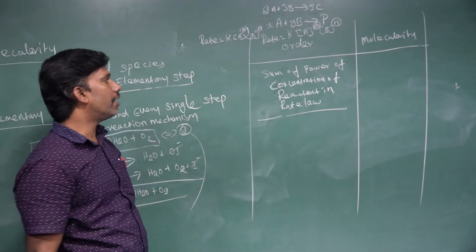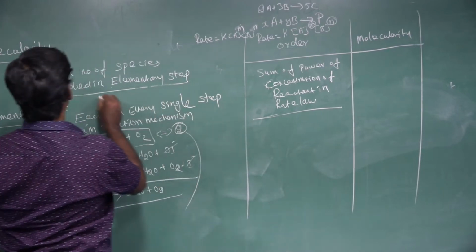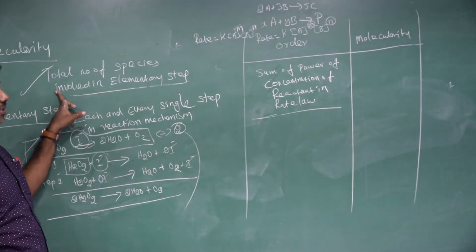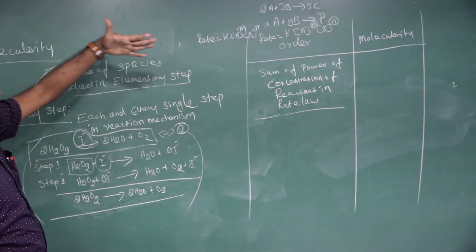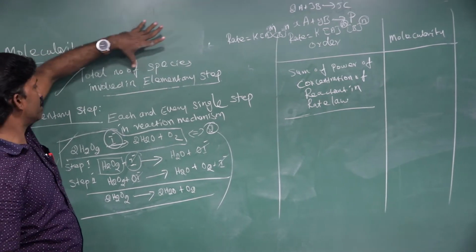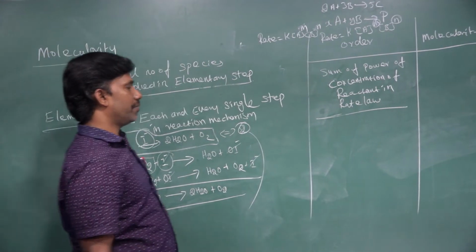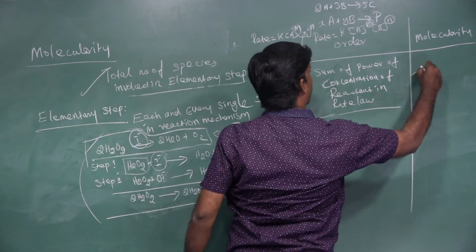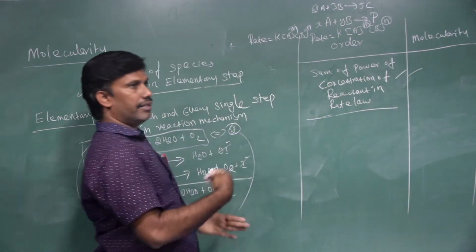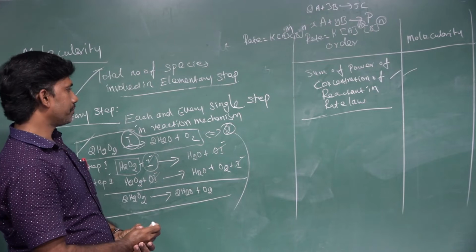That's why it is experimental data. Molecularity is the total number of species involved in an elementary step. If the question asks you to define molecularity and define order, that is the first point, and it may be a comparison between these two.